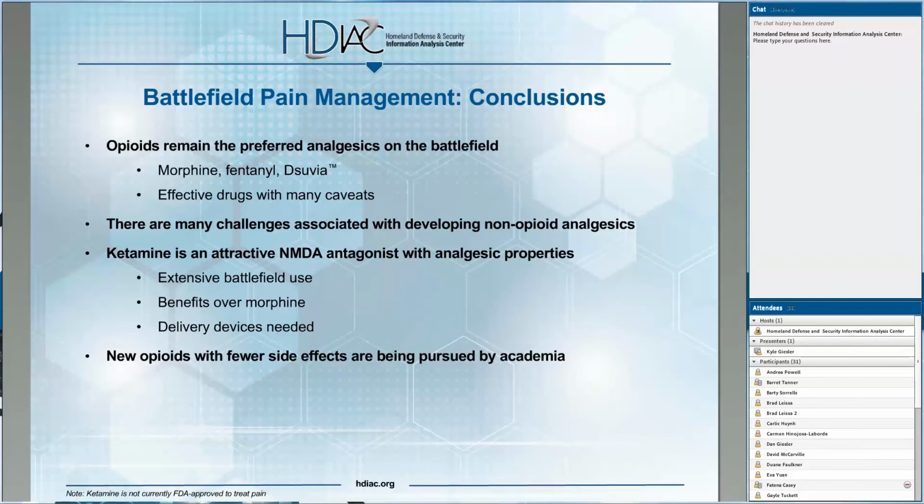Delivery devices or formulation strategies are needed that should be suitable for the DoD. IV ketamine, of course, is an immediate access. Intramuscular ketamine is also possible, but it appears that right now sublingual wafers, or wafamine, from IX Biopharma may be the next step in battlefield analgesia. And new opioids with fewer side effects are being pursued by academia, but it remains to be seen if they will actually make it to the clinic at this time.